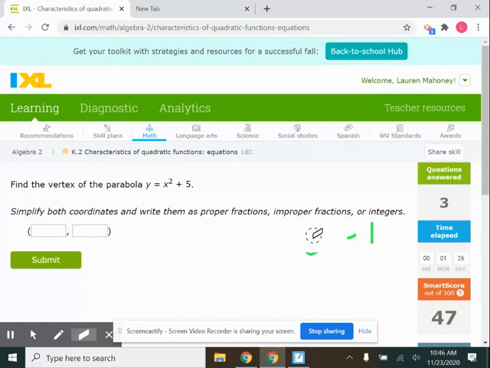And then this one is going to have you find not only the x-coordinate, but you also find the y-coordinate. So my negative b over 2a will be a 0, which means my x-coordinate is going to be 0. And when I plug in 0, I get back 5. So you just find both of those.